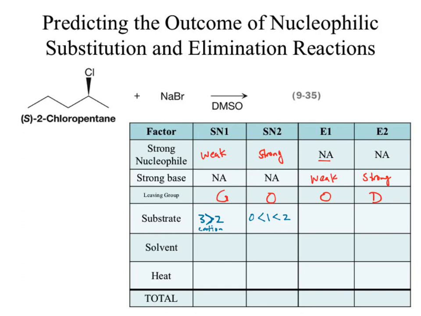Right? E1. It's a stable carbocation. You mean the same thing as the SN1? Yep. For the E2, tertiary is more stable because I'm looking at forming the most stable product, the alkene. So tertiary is faster than secondary, faster than primary.